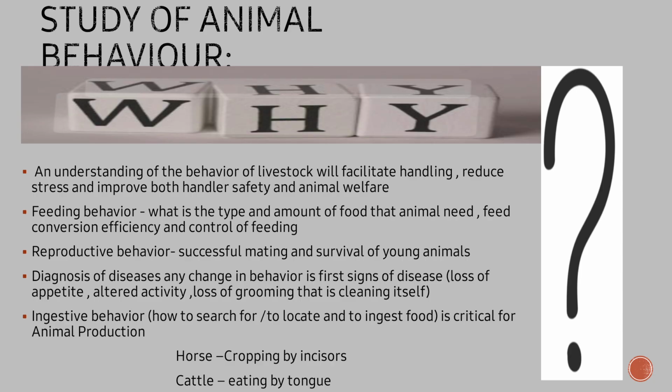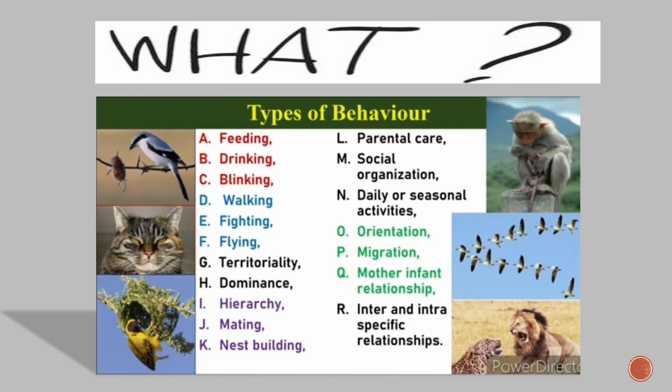safety and animal welfare. So, the types of behaviors recorded while studying animal behavior are given in the slide, which includes feeding, drinking, blinking, walking, fighting, flying, territoriality, dominance, hierarchy, mating, nest building, parental care, social organization, daily or seasonal activities, orientation, migration, mother-infant relationship, inter and intraspecific relationship.